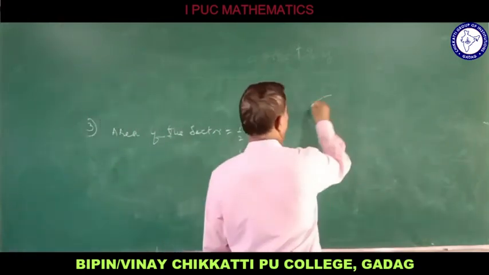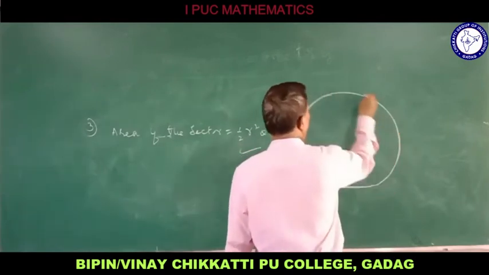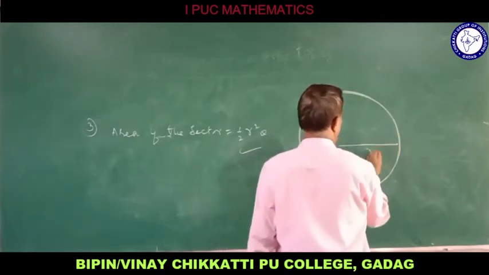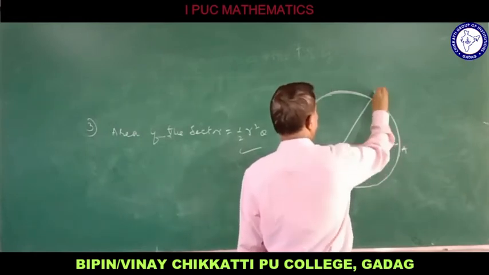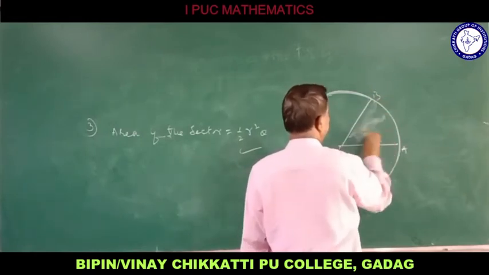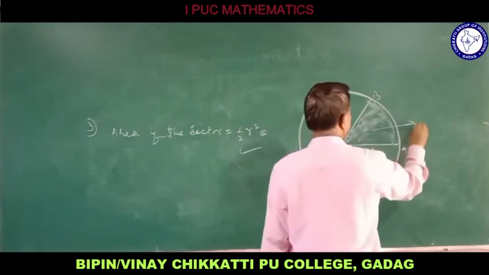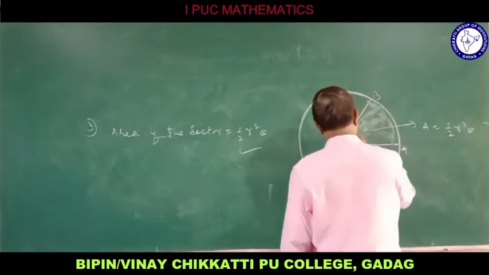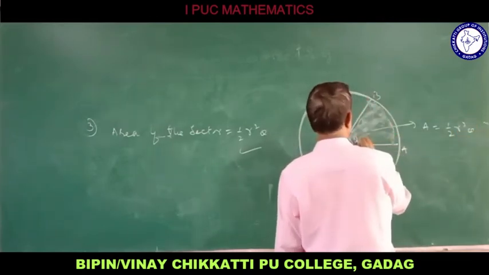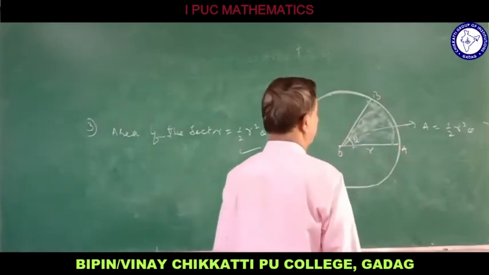So look, this is a circle, and try to understand this is r, O, A, this is B, and this is the sector. The area of the sector is given by the formula 1 upon 2 r square theta, where theta is the angle subtended at the center by this arc.